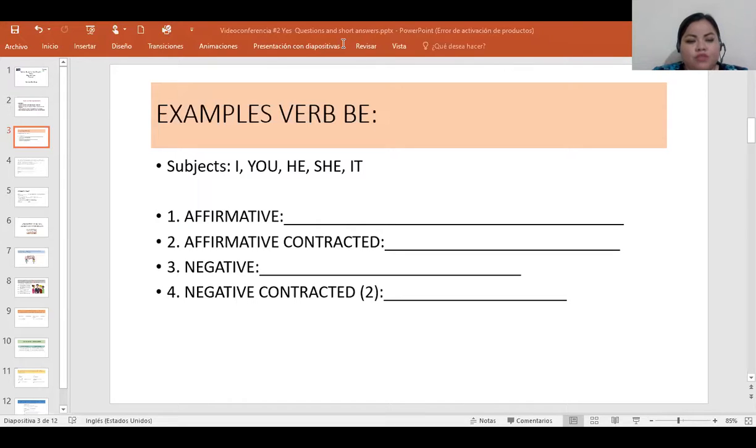Veamos, hay muchas preguntas. ¿Dónde está Carolina? Veo que Carolina ya está conectada, pero no sé con quién está conectado. Permítanme un segundo, chicos.